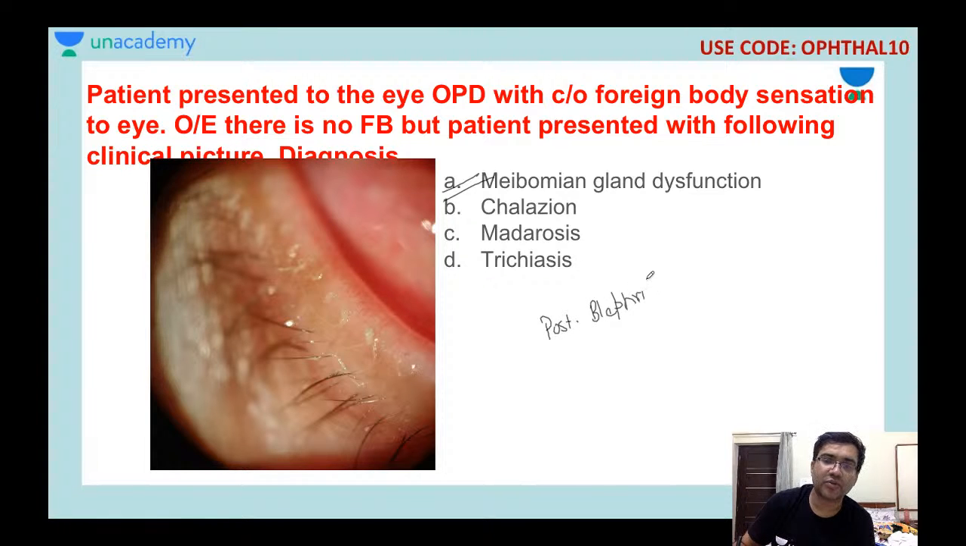Why do I call it posterior blepharitis? If you look around these holes, there is yellowish sebum-like material which is expressing. Because the meibomian inflammation is there, the accumulation is there, there is bacterial multiplication there. So these glands are inflamed and the patient feels a foreign body sensation. The patient may also have ocular surface disease.